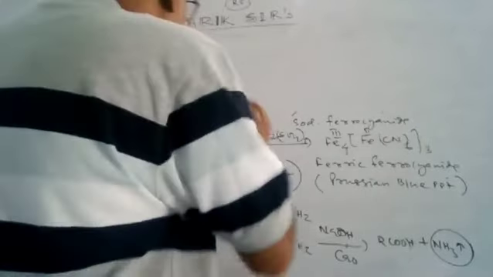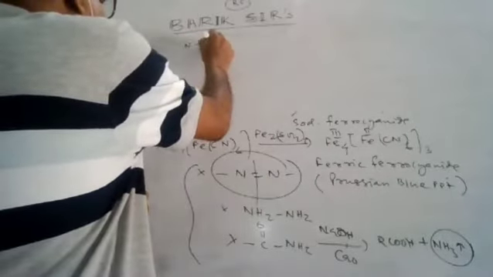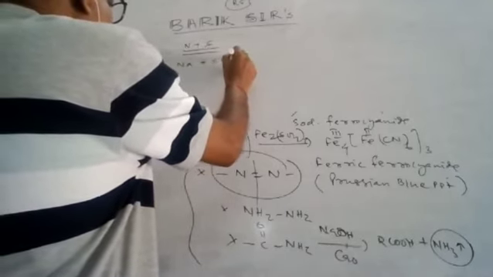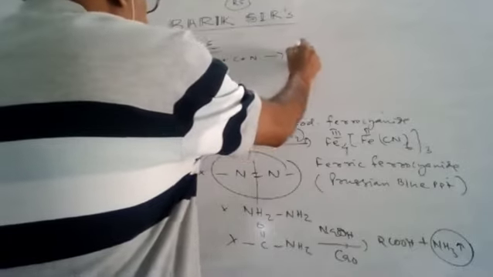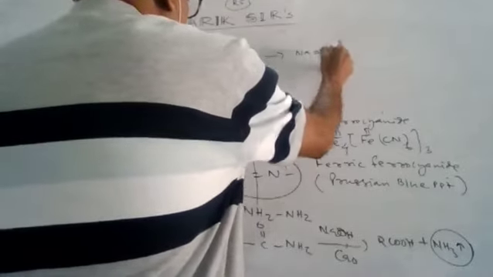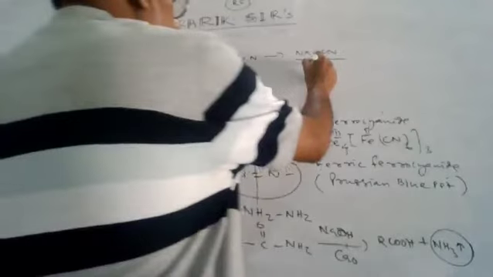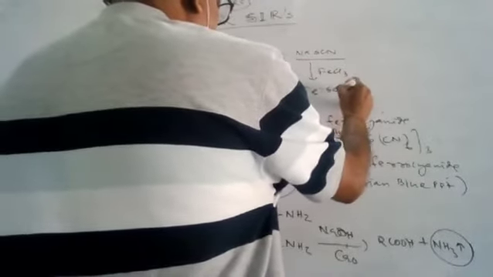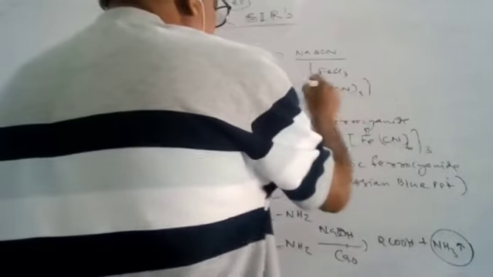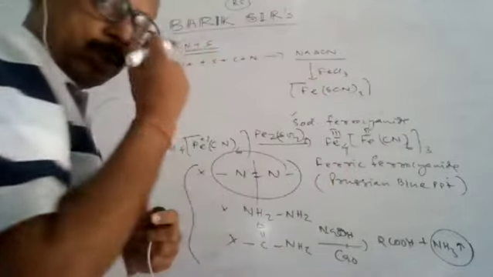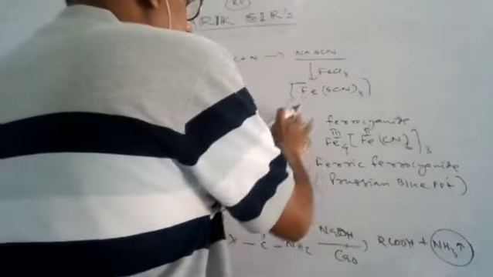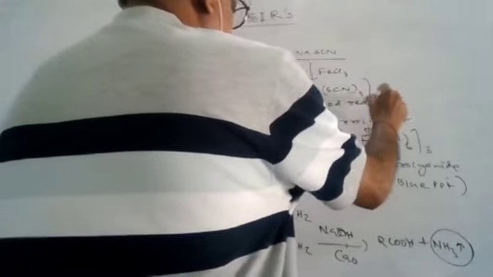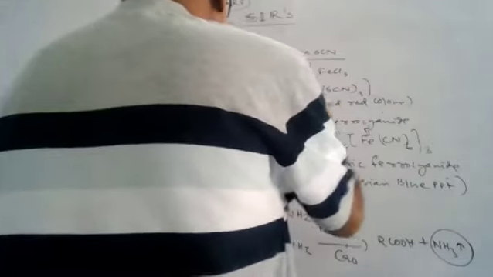Sometimes both nitrogen and sulfur are present in the organic compound. As I told, sodium plus sulfur plus carbon plus nitrogen is converted to sodium thiocyanate. When ferric chloride is added to the sodium thiocyanate, it is converted to Fe(CNS)3, that is the ferric thiocyanate. The ferric thiocyanate is blood red in color.